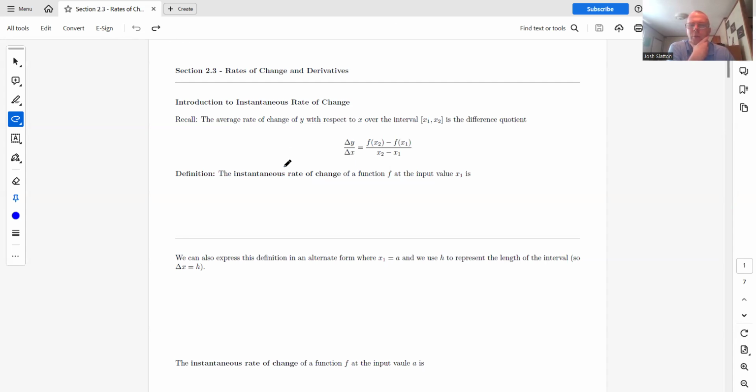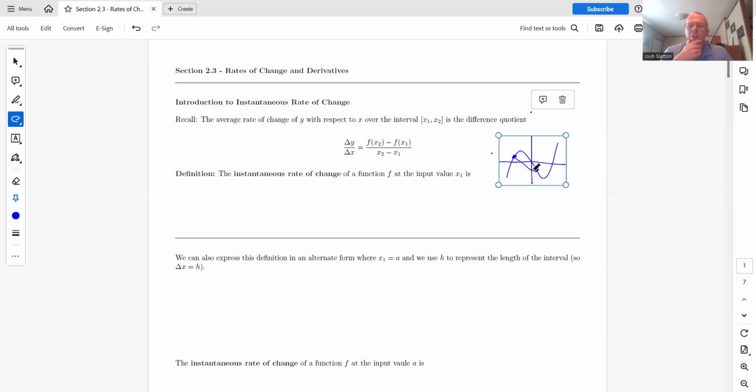So the average rate of change of y with respect to x over some interval x1 to x2. So how is y changing as x is changing from x1 to x2? If we look at some curve like this, we can look at the average rate of change from this point over here to say this point down here, and we can draw the secant line between those 2 points, and that will tell us the average rate of change.